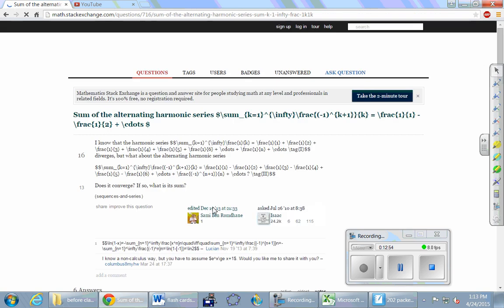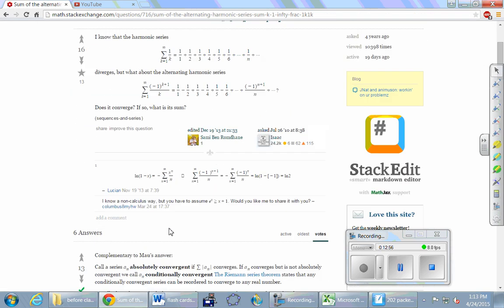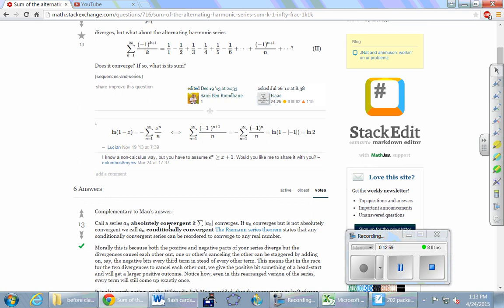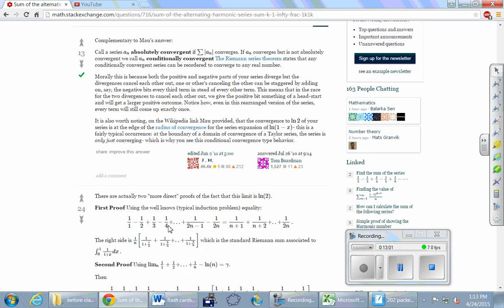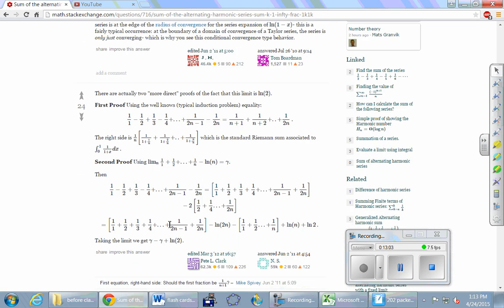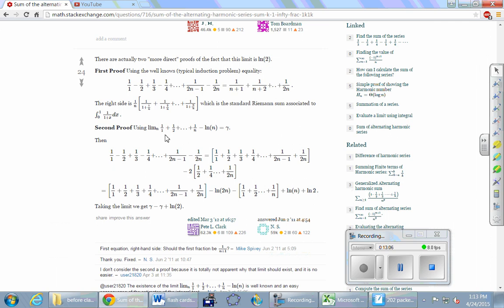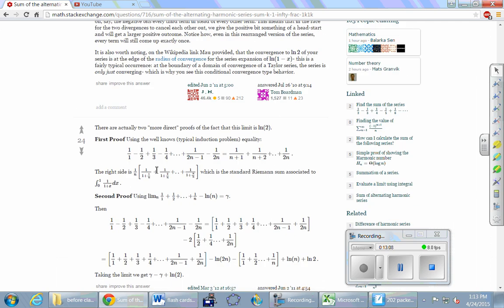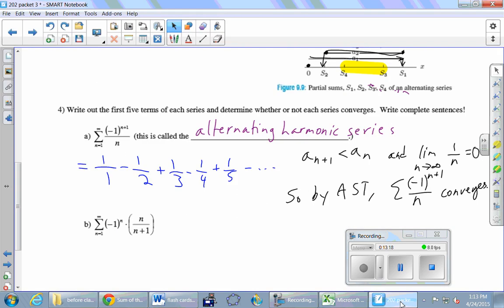Some of the alternating harmonic series. Anything? Ln of 2. That's what the alternating harmonic series converges to. Ln of 2. All right. So what was the question here?